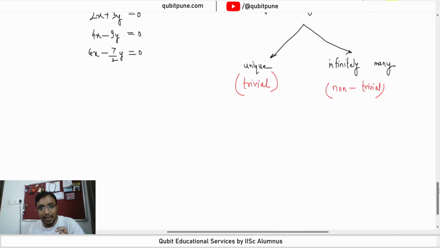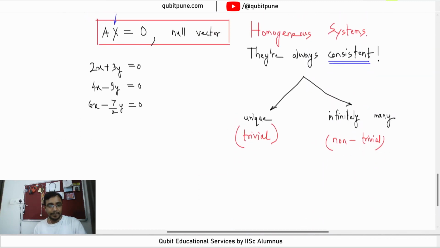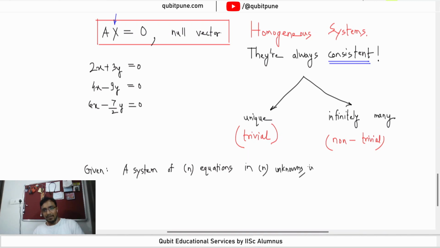So if we now have a homogeneous system, suppose we have a homogeneous system which has an equal number of unknowns and equations, given a system of n linear equations in n unknowns, which is homogeneous.